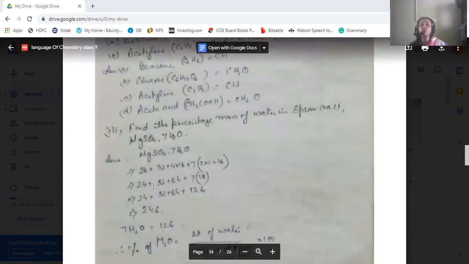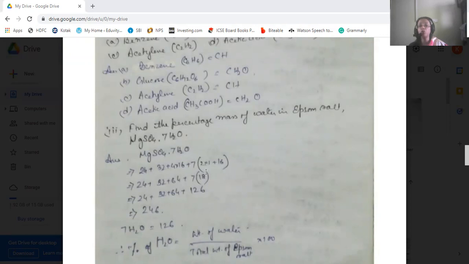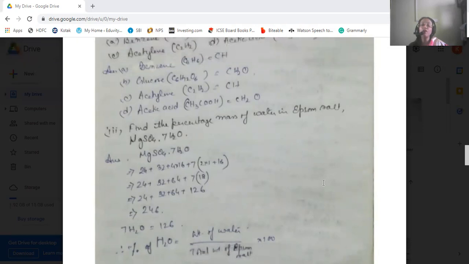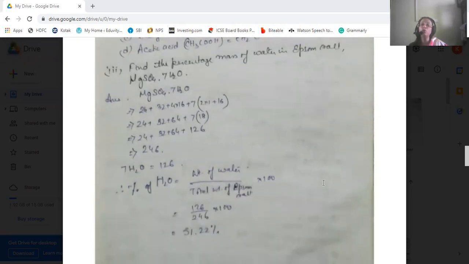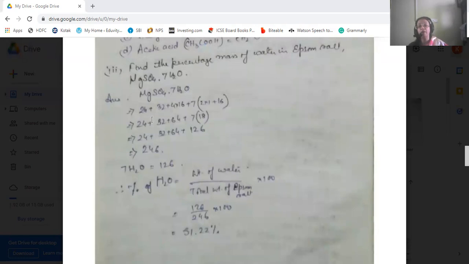Okay, so magnesium has atomic mass of 24, then sulfur is 32, 4 into 16, and heptahydrated, that is 7, and in the bracket 2 into 1 plus 16. So that makes 246. So 246 is the molecular mass. Now we need to find out the percentage mass of water. So water is 126, the mass of water which is attached to magnesium sulfate is 126.